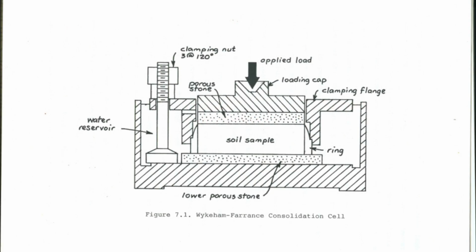This is a picture of an apparatus used for consolidation testing. The soil sample sits between two porous stones and is compressed vertically, similar to a footing or roadway load. The test emulates field conditions and is a means of predicting not only settlement, but settlement with time.